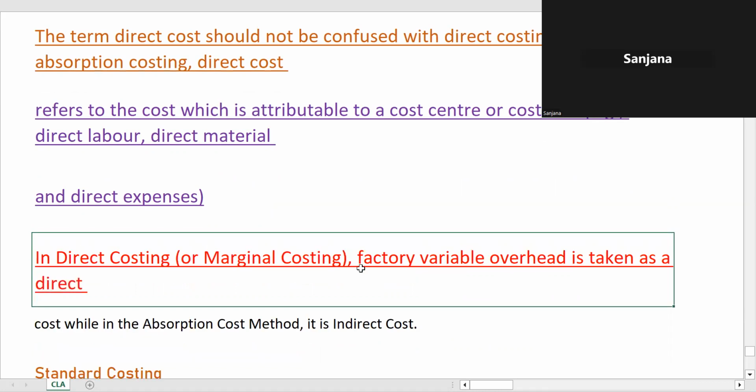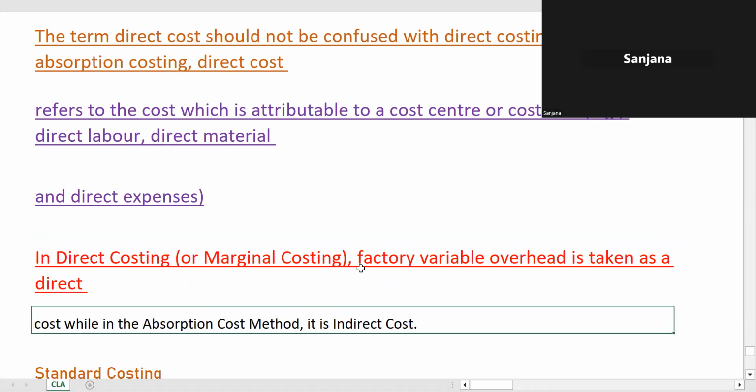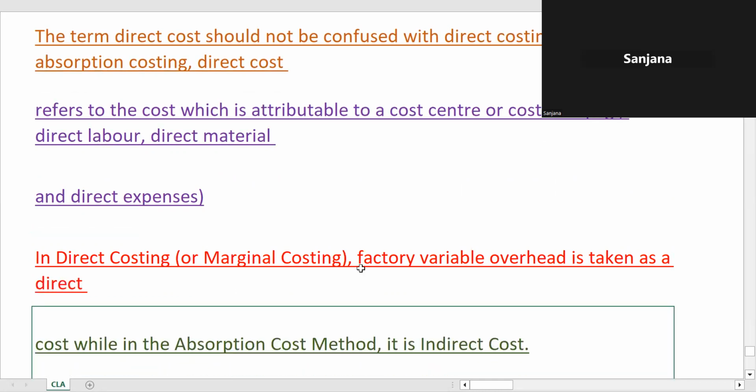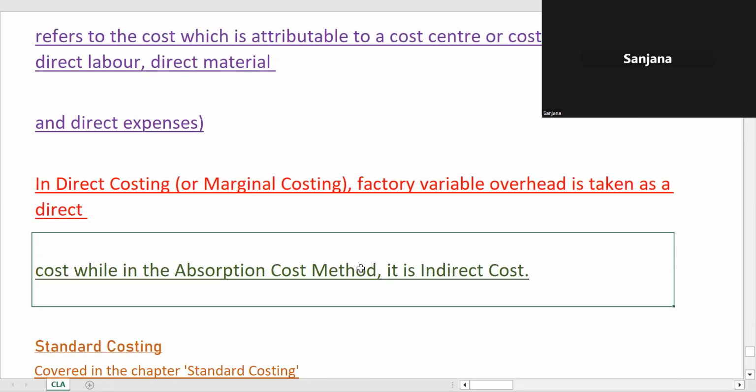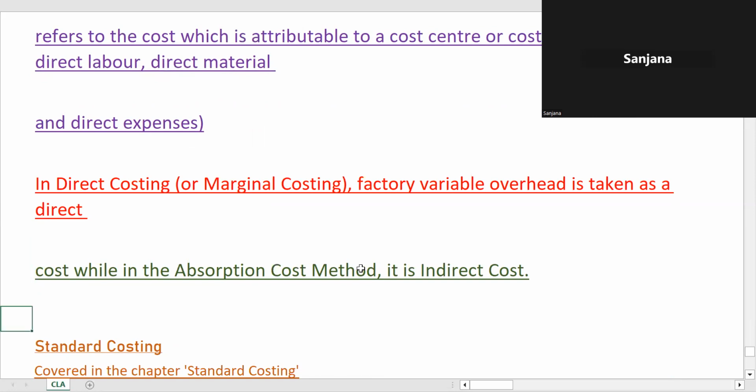Okay, so in direct costing, factory variable overhead is a direct cost. In marginal costing, variable overhead is a direct cost, that we will learn. In absorption costing, it is an indirect cost. Absorption costing is just like your P&L account. Anything which comes in P&L is treated as an indirect cost.